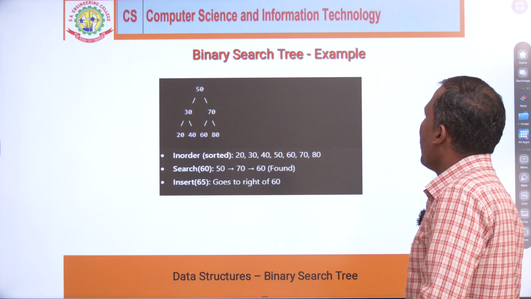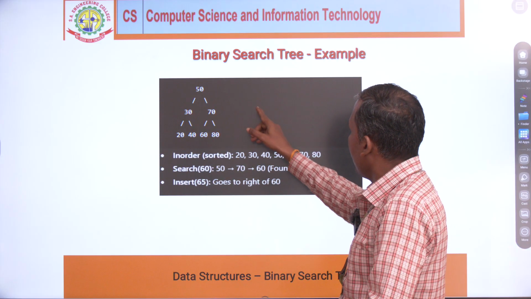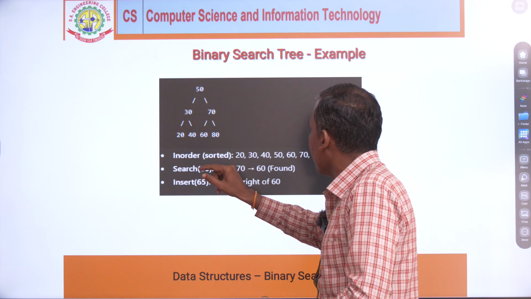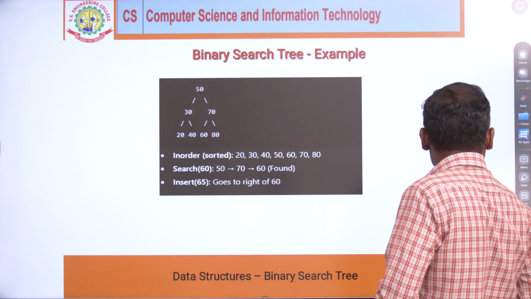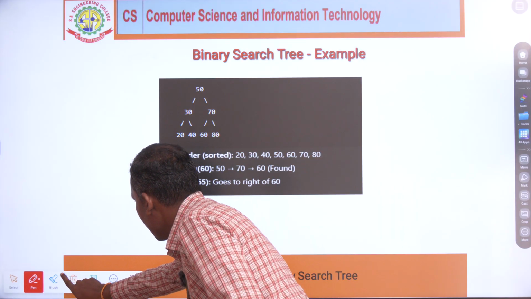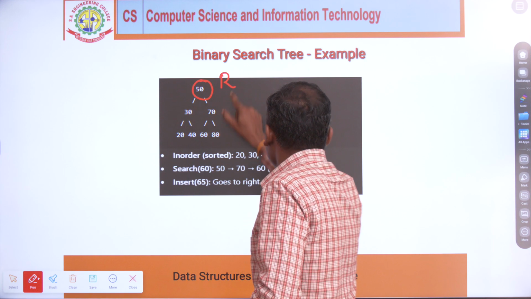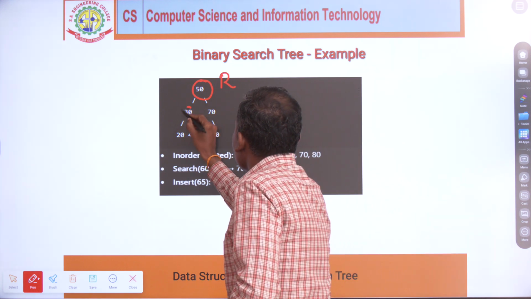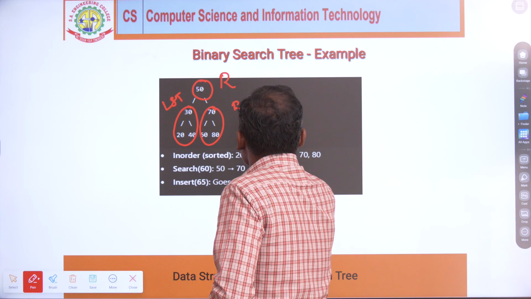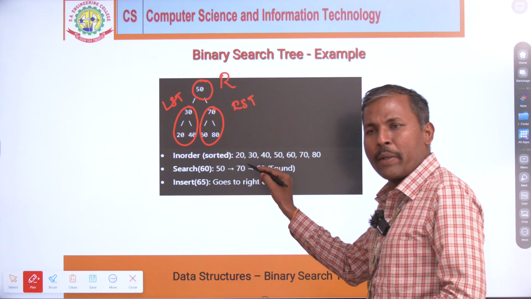Next, a small example of a binary search tree. I have taken a small example. 50 is the root, and you have a left subtree. Let me take a marker. Just imagine this is your root, and this is your left subtree, and this is your right subtree.